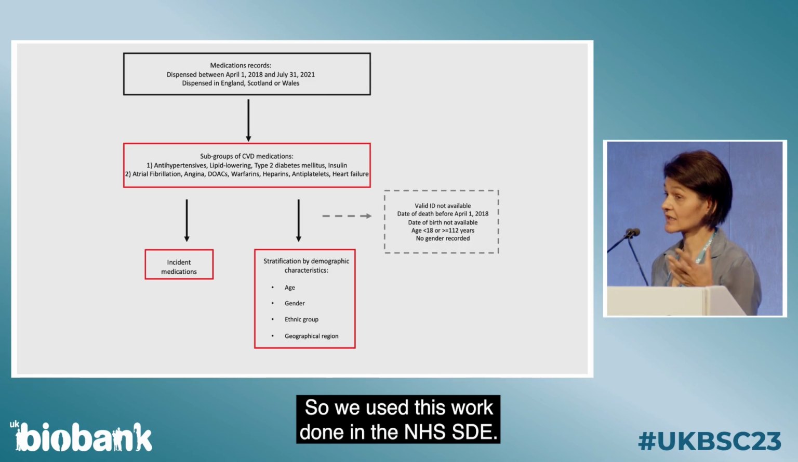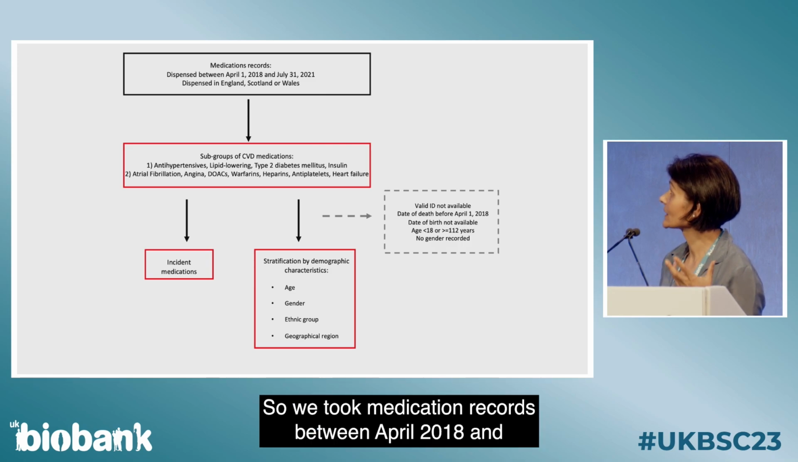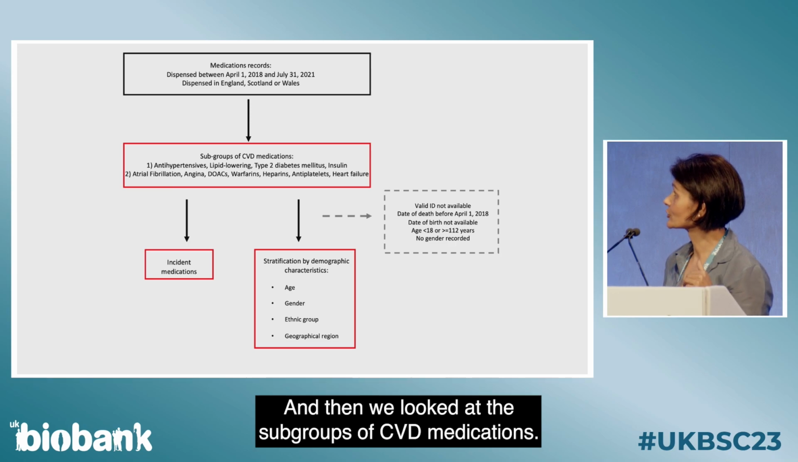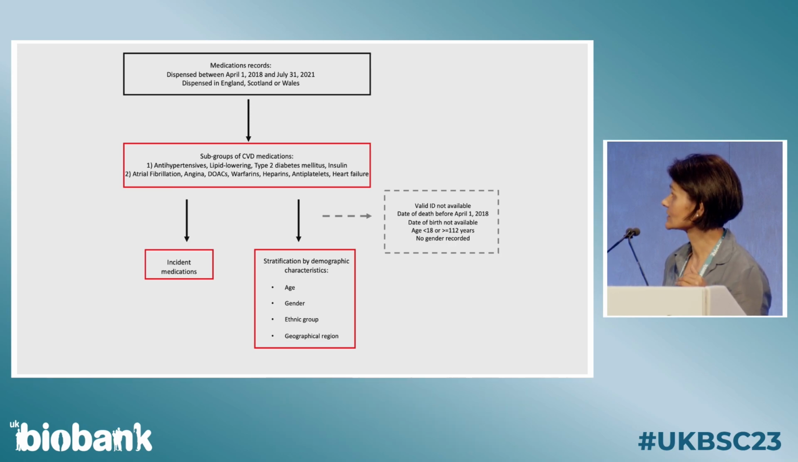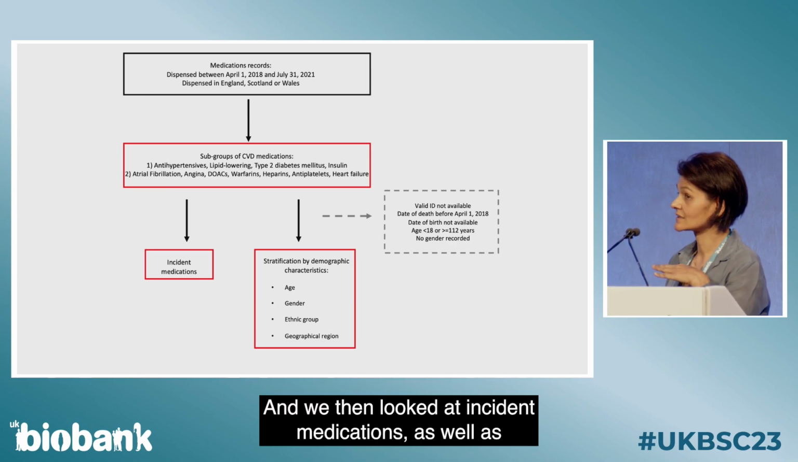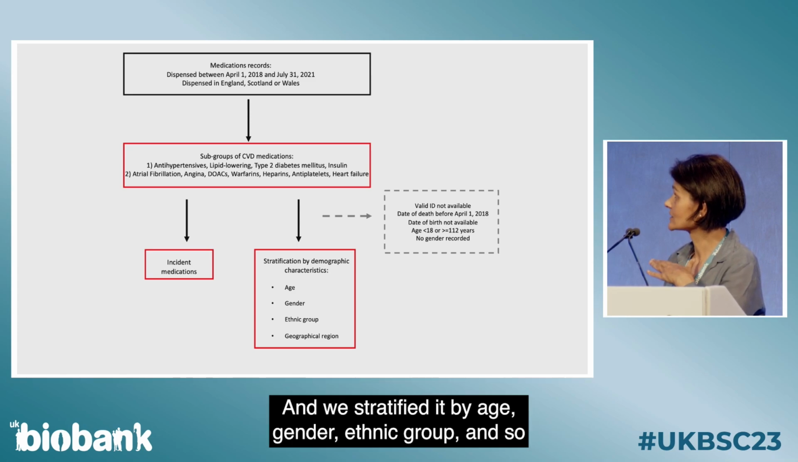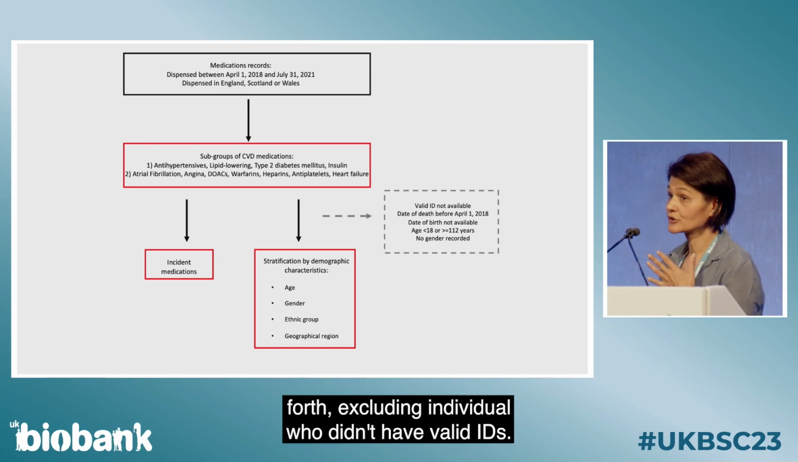So this is work done in the NHS SDE. We took medication records between April 2018 and July 2021, looking at the dispensed data in the TRE. Then we looked at the subgroups of CVD medications, at incident medications as well as prevalent medications, and we stratified by age, gender, ethnic group, and so forth, excluding individuals who didn't have valid IDs.